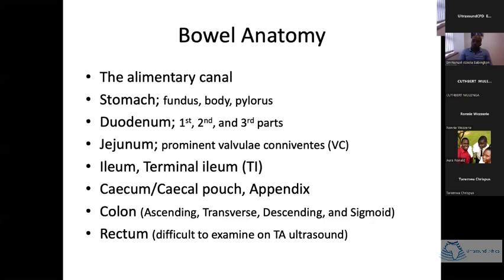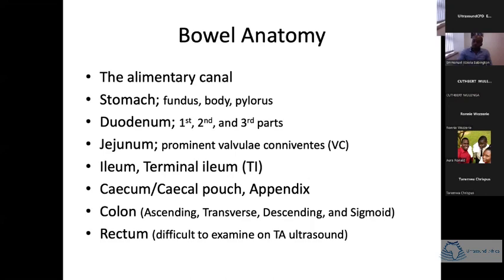So that region where you have the terminal ileum, cecum, and appendix is usually in the right iliac fossa around the point where it's mostly described as McBurney's point. That's where we tend to use our landmark to find the appendix in most cases.